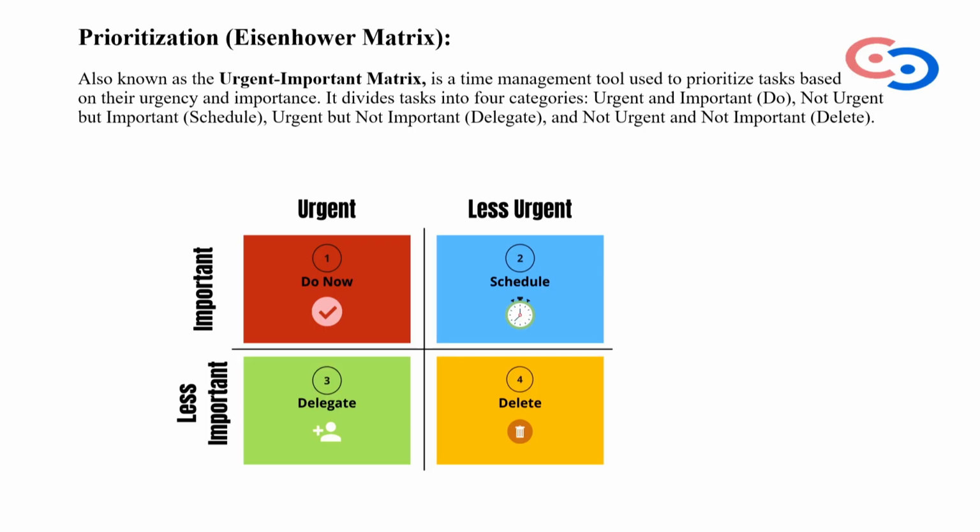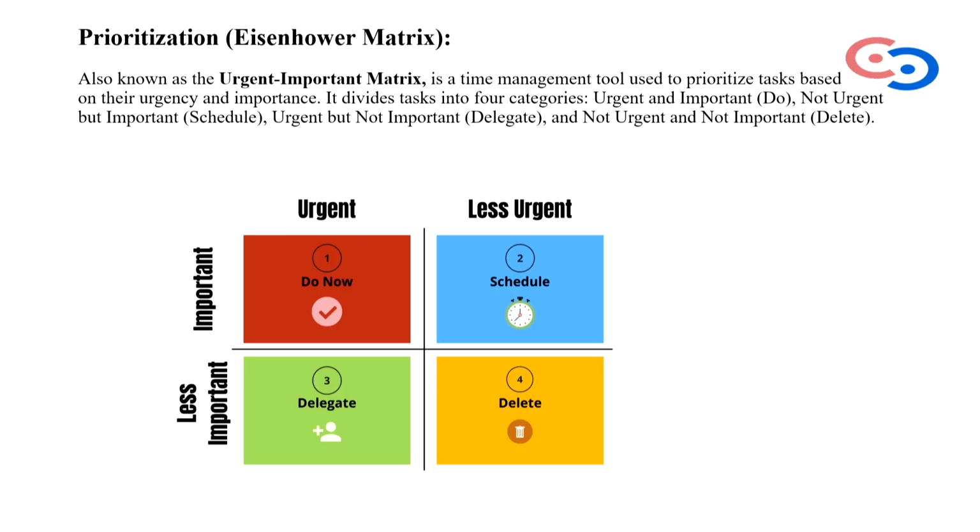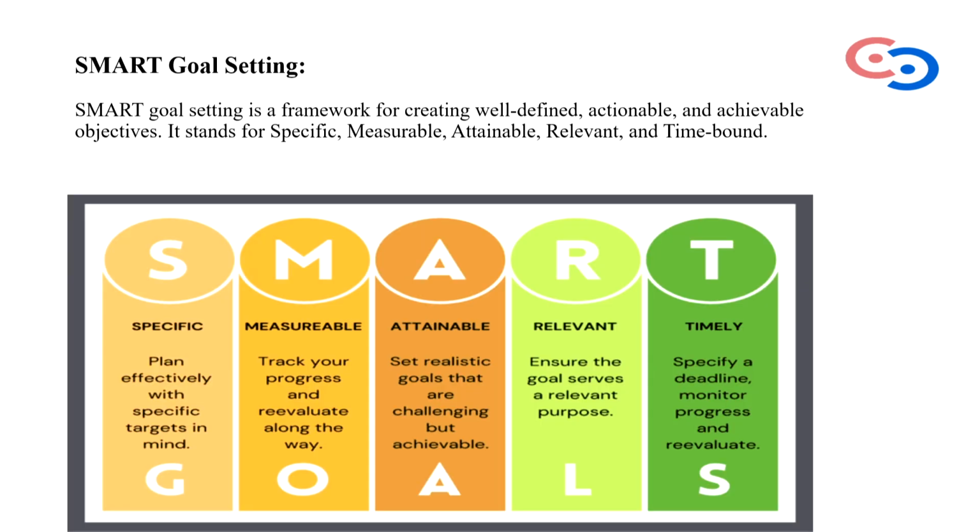Then urgent but less important is called delegate. For example, instead of doing the task yourself, you can assign someone else to do it, which we call delegating. And then not important and not urgent, this is not important, so we can delete this task from our routine. This is SMART goal setting. SMART goal setting is a framework for creating well-defined, actionable and achievable objectives. It stands for specific, measurable, attainable, relevant and time-bound.